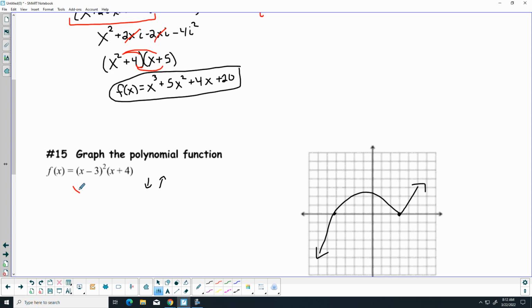Graph, well, I've got x equals 3, and that's a double root, so it just bounces, and negative 4. So there's my 3 with a bounce, negative 4. My end behavior is down, up, because it's an odd degree with a positive leading coefficient.